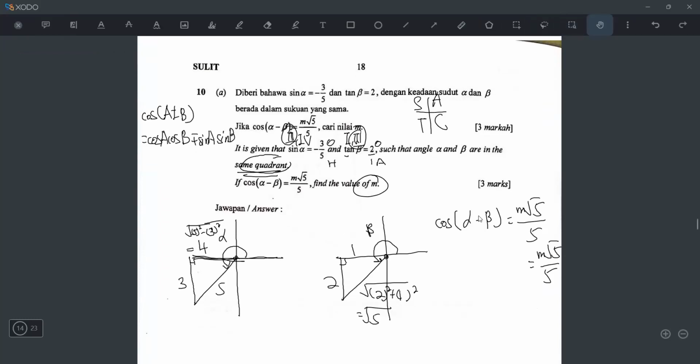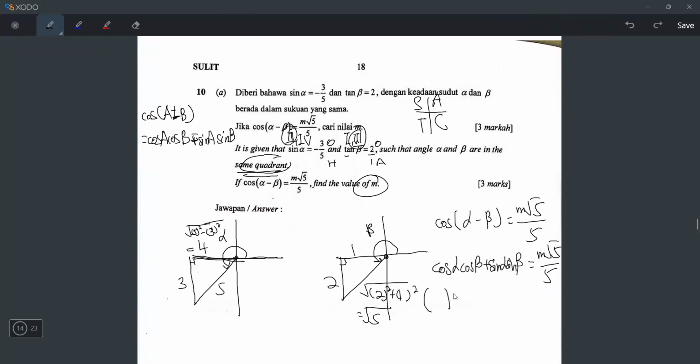So since for this case, my A is alpha, my B is beta lah. So it will be cos alpha, cos beta. And this is minus, right? So if this is minus, then sine pun saya kena bawah baca dengan bawah. So this will be plus sine alpha, sine beta. And then now it will be bracket, bracket, plus bracket, bracket equals to m square root 5 over 5. And I think later you will compare. Get the value of m, you need to compare.